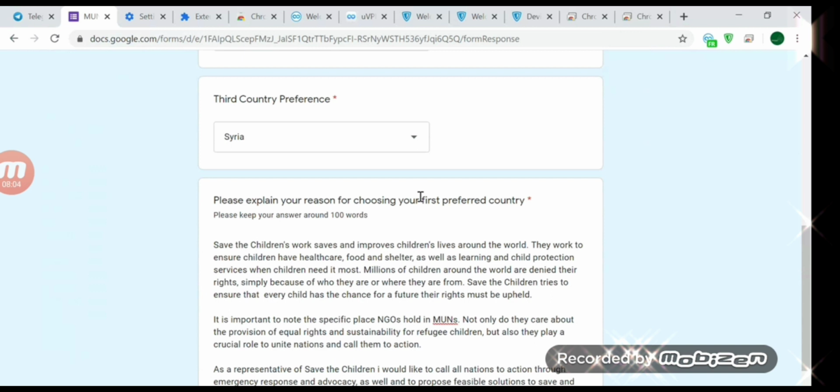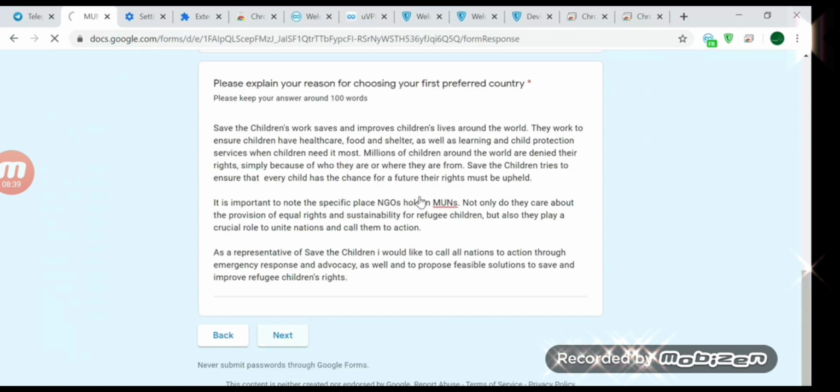So what you have to do, first of all, is to give background information. And the second thing you need to do is to write why this NGO, why this committee, or why this country in this MUN. You need to explain this. And the third thing you need to do is explain what your contribution is. What's your plan? What do you want to do by being this country or this NGO in this committee and in this MUN? Alright, right now we have to move on to the next part.